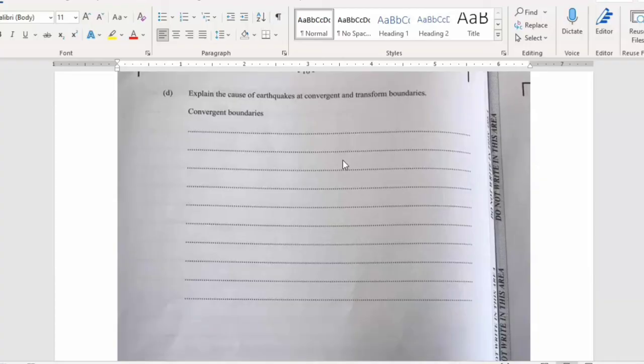Now, transform plate boundaries are where we have the most dangerous earthquakes being formed. So the two plates are sliding past each other because the surfaces are not smooth. They become locked onto each other sometimes, and once they become locked onto each other, pressure and stress will build up. Now, once enough pressure and stress is built up, the plates will snap apart, and this will basically trigger a major earthquake.